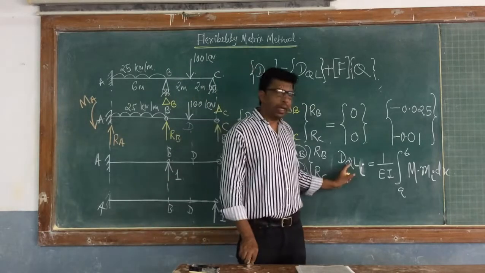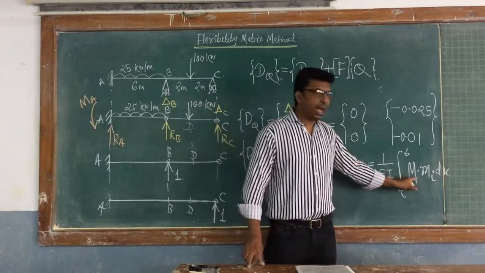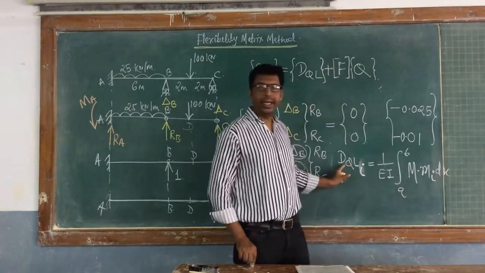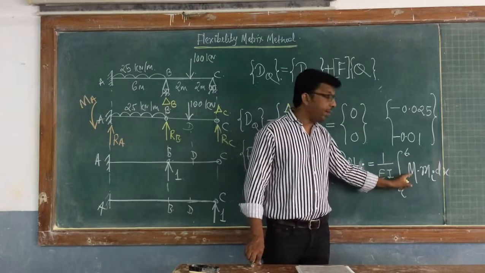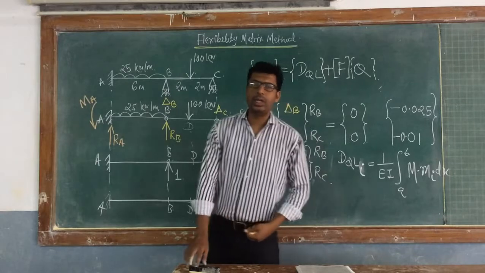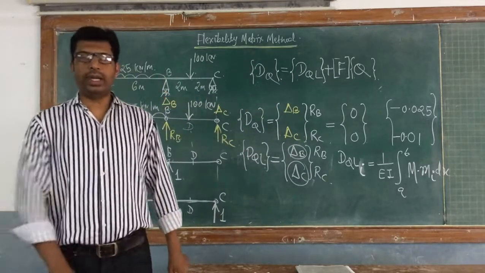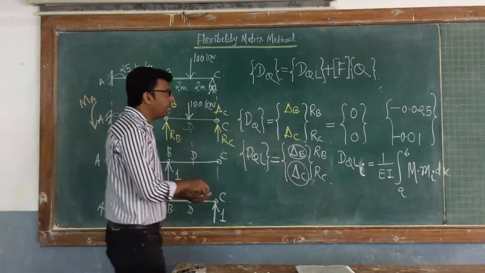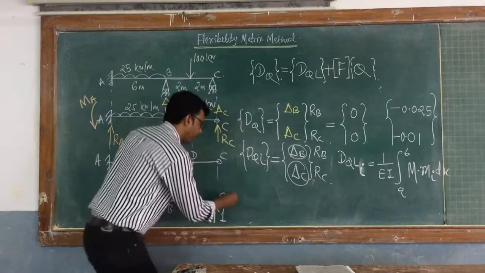Now if you want to calculate dql1, i equal to 1 means capital M into m1 dx. If you want to calculate dql2, 1 upon EI integration capital M into m2 dx. Like this you have to calculate the elements of the dql vector. Of course, in detail we will solve a numerical example to understand this. This is the second vector. Now the third matrix is the flexibility matrix.